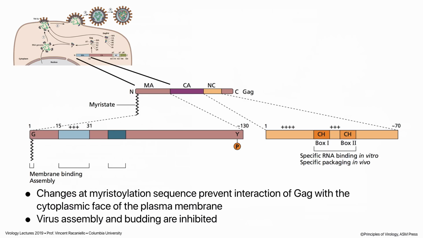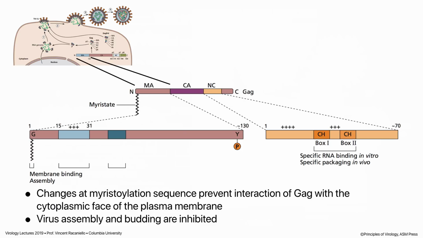All right, so matrix, how does it get to the plasma membrane? I promised to show you that. That's shown here. Here's the GAG protein again, matrix, capsid, NC. The NC, I told you before, has RNA binding sequences in it. So this part of the polyprotein binds the RNA. The matrix protein at the N-terminus is myristylated. A myristate is a lipid that can be covalently attached to amino acids, typically an N-terminal glycine. That will interact with membranes. It's highly hydrophobic. It's a lipid.